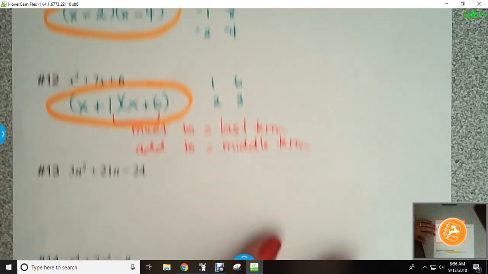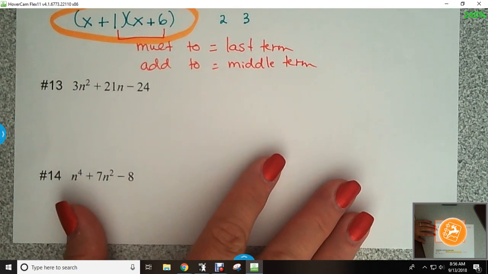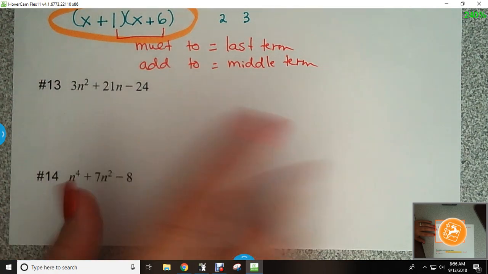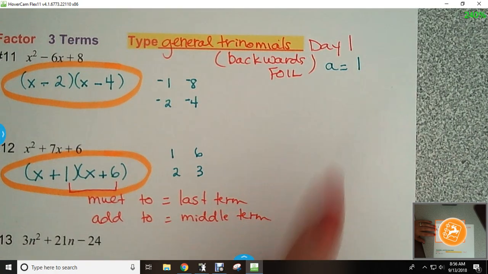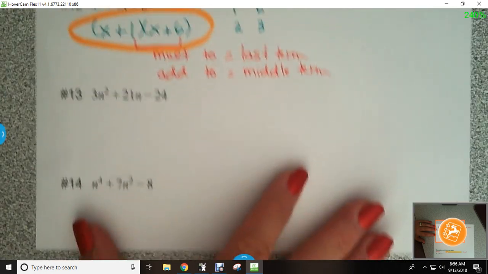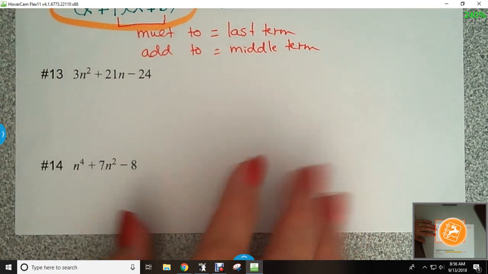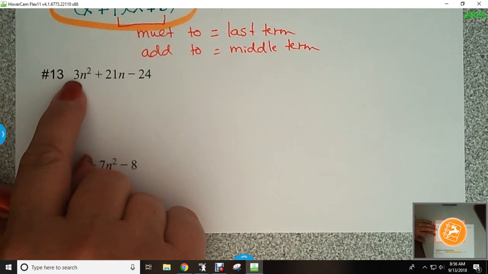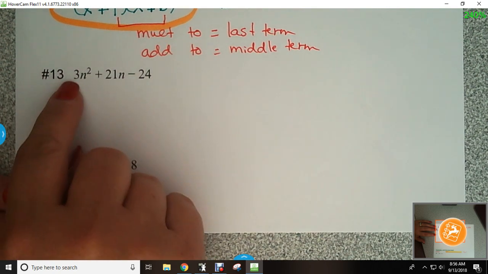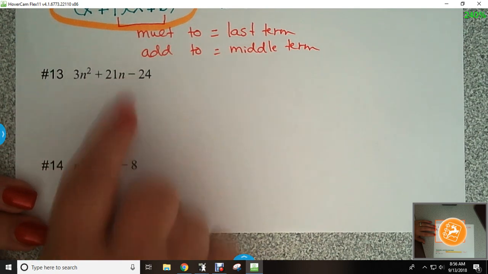Now, number 13. If you look at 13, it's got a coefficient here. And remember, the title for this section was when a is equal to 1. So what's going on here with number 13? My a value is not a 1, it's a 3. Here's where you have to remember that you've got to look at greatest common factor before you start counting terms. I can divide all three of these terms by 3.